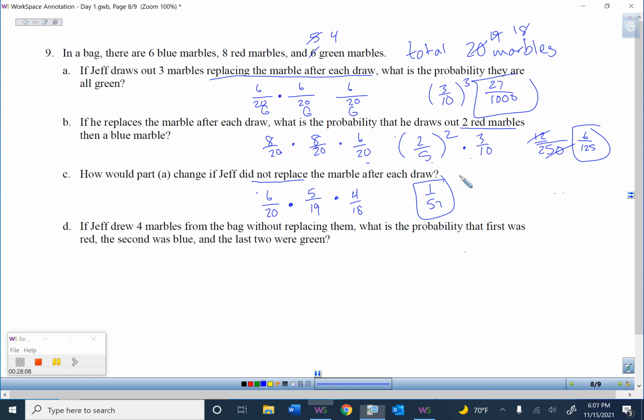Alright, last one here with the marbles. It says, Jeff drew 4 marbles from the bag without replacing them. What's the probability that the first was red, second was blue, and the last 2 were green? Okay, I want you to pause the video and try this one for me.